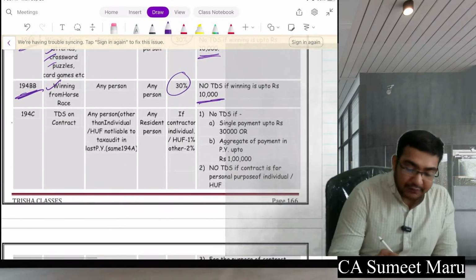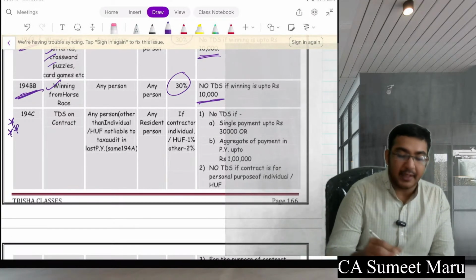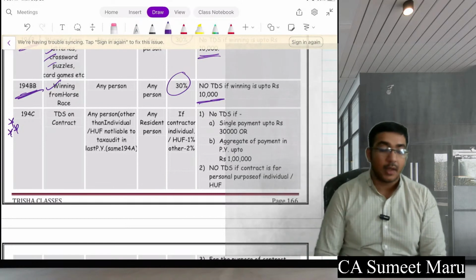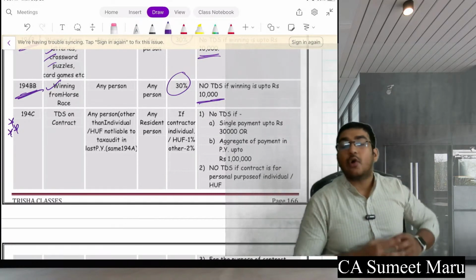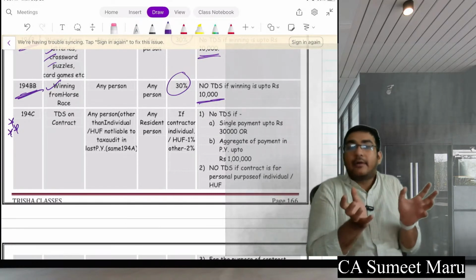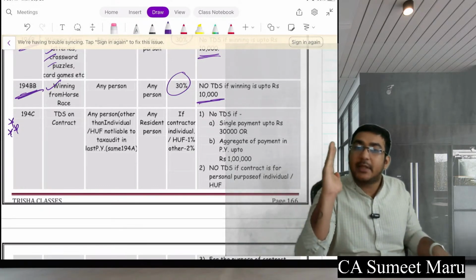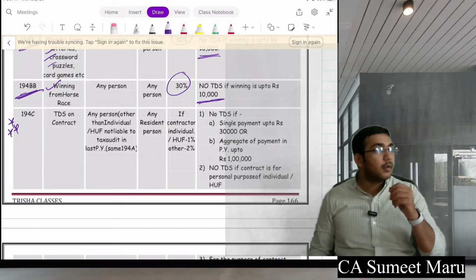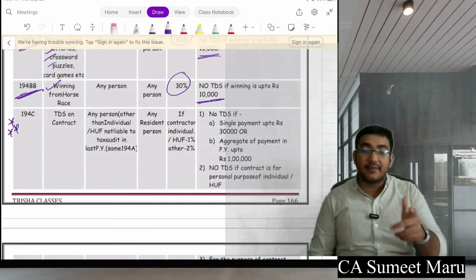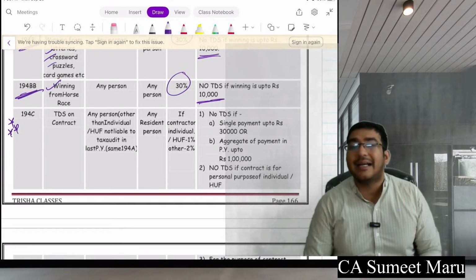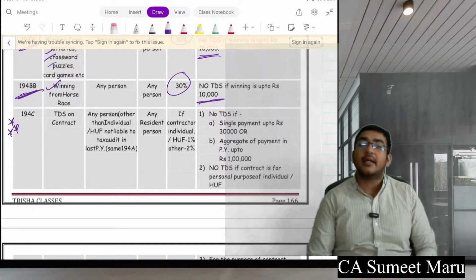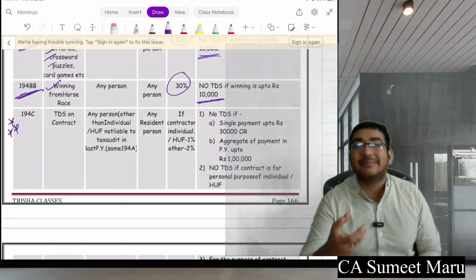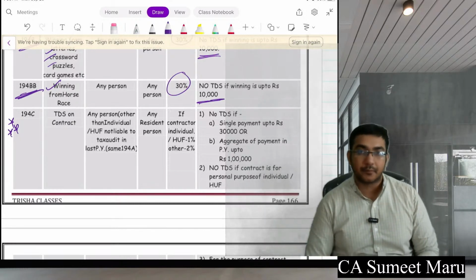Another important section is 194C. Very, very, very important. 194C is your TDS on contracts. Now please remember, the word contract doesn't mean any contract, or any contract which is made on paper or legal, or just a conversation contract. It doesn't mean like that. When you are saying contract, it means the contract which is customized specifically for you.